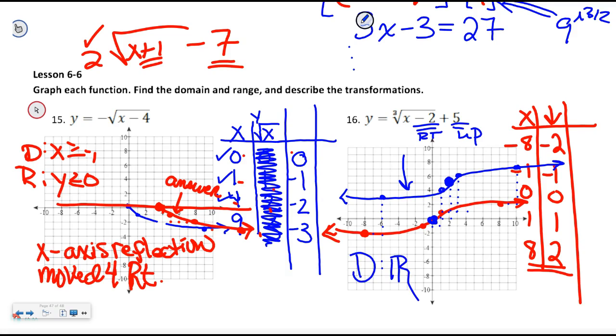For the cubic, domain and range is really easy because it's all reals for the domain. X isn't bound on the left or the right. And the range is also all reals, not bound on the left or the right. Those are worth practicing because they're worth a lot of points.